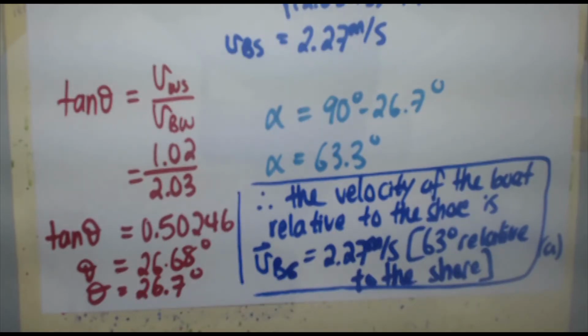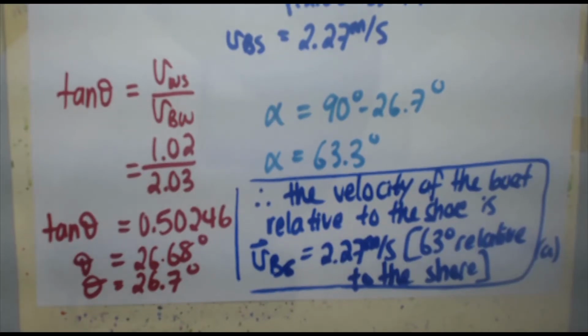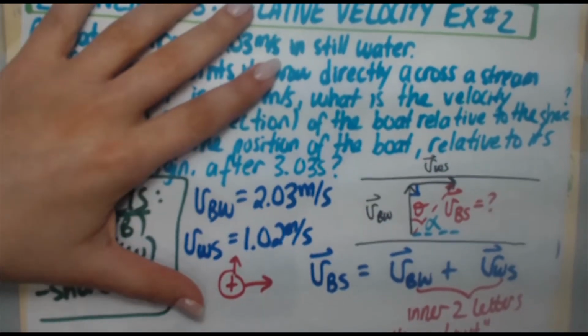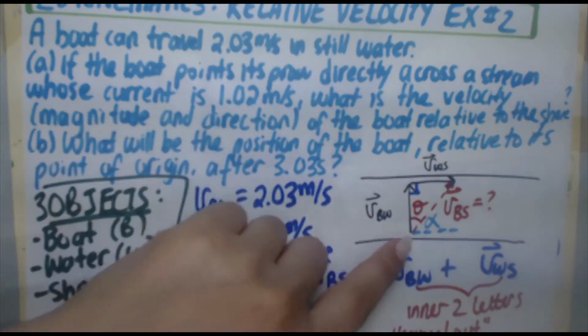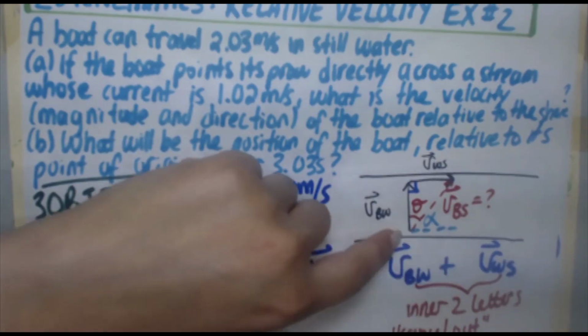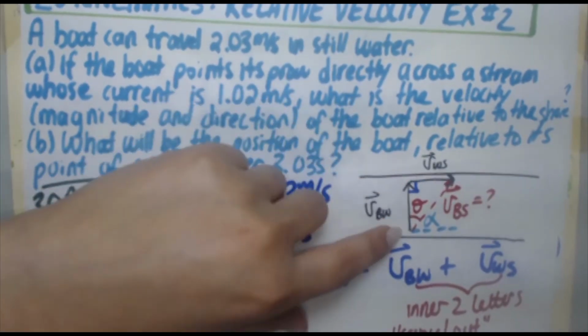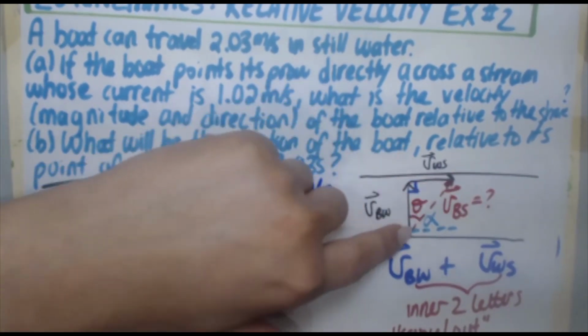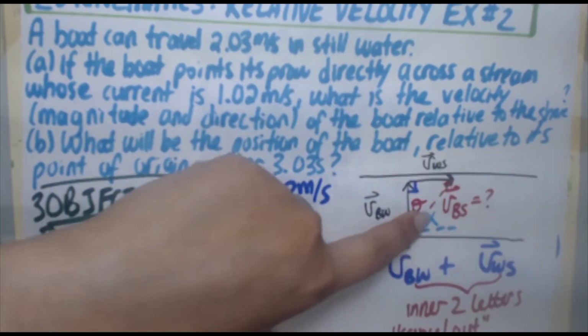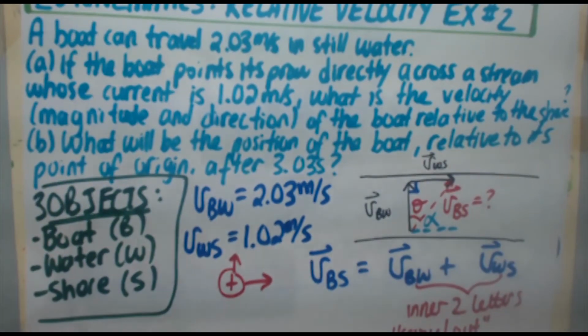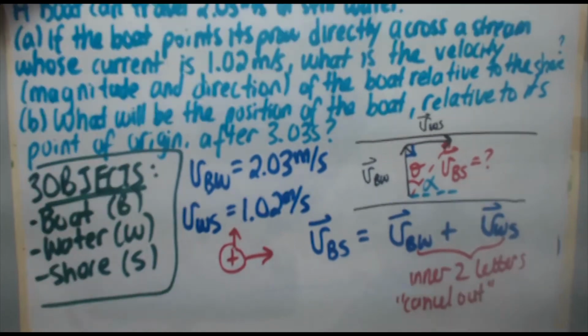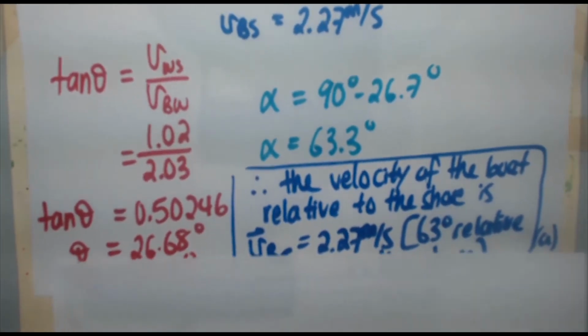Part B asks again, what will be the position of the boat relative to its point of origin after 3.03 seconds? So after 3.03 seconds, based on the original problem, take a look here. It's going to be downstream by a certain amount, and it's going to be across the river by a certain amount. We don't want to simply express it as this many meters away at this angle relative to the shore. We're going to say the boat ended up X meters downstream and Y meters across the river. So that's how we're going to solve part B. Let's just dive into that right away.